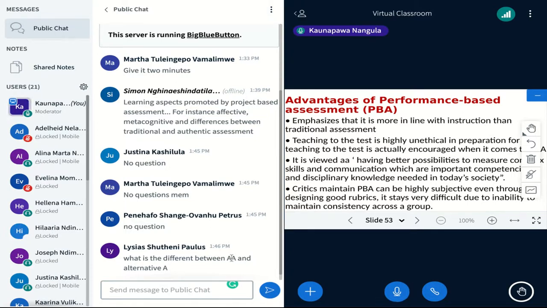Okay, AA is alternative assessment, basically. Alternative assessment or authentic assessment. They are both the same. All right? Does that answer your question? So I guess authentic assessment and alternative assessment, they mean the same thing. They are used synonymously, all right? Interchangeably. You use the word, it's the same thing. I think that should have answered your question.